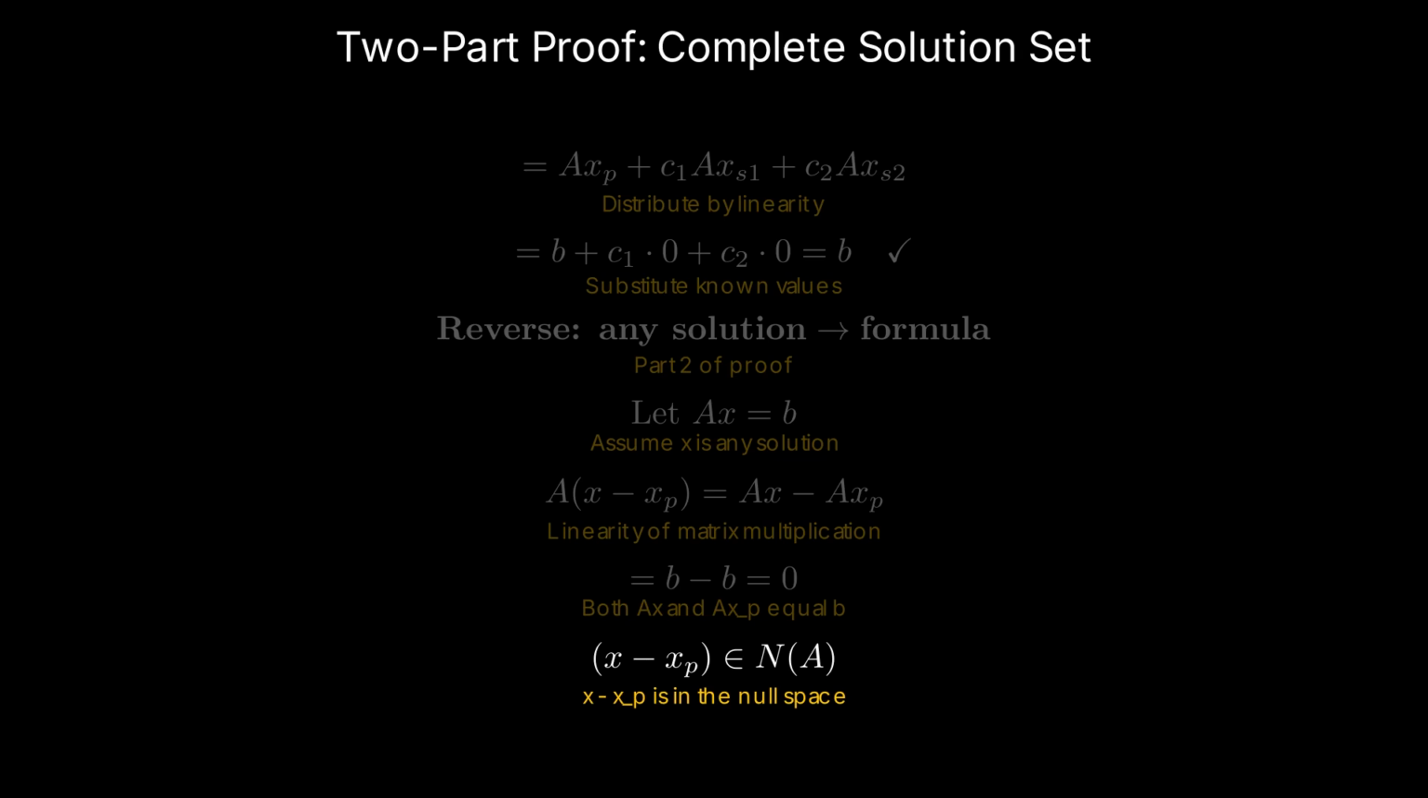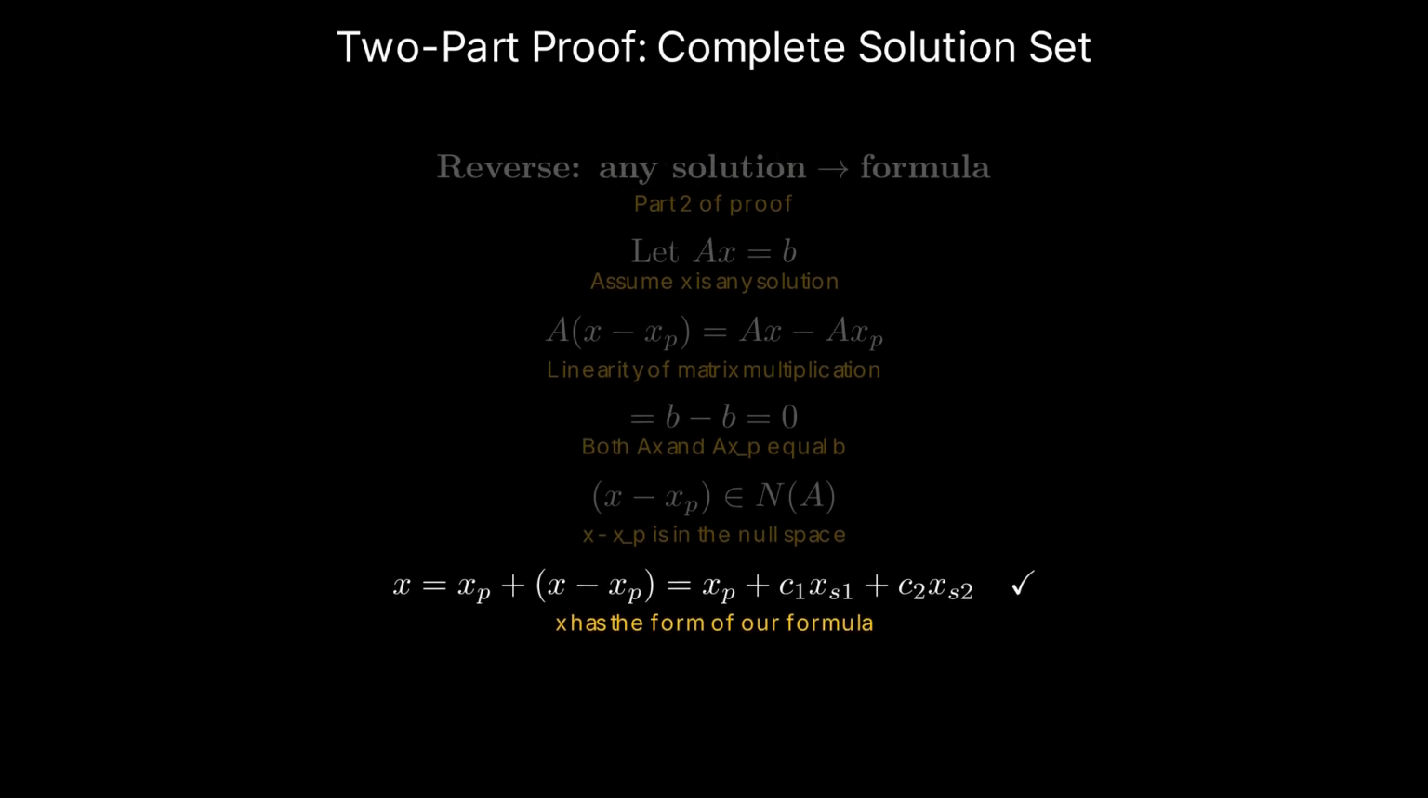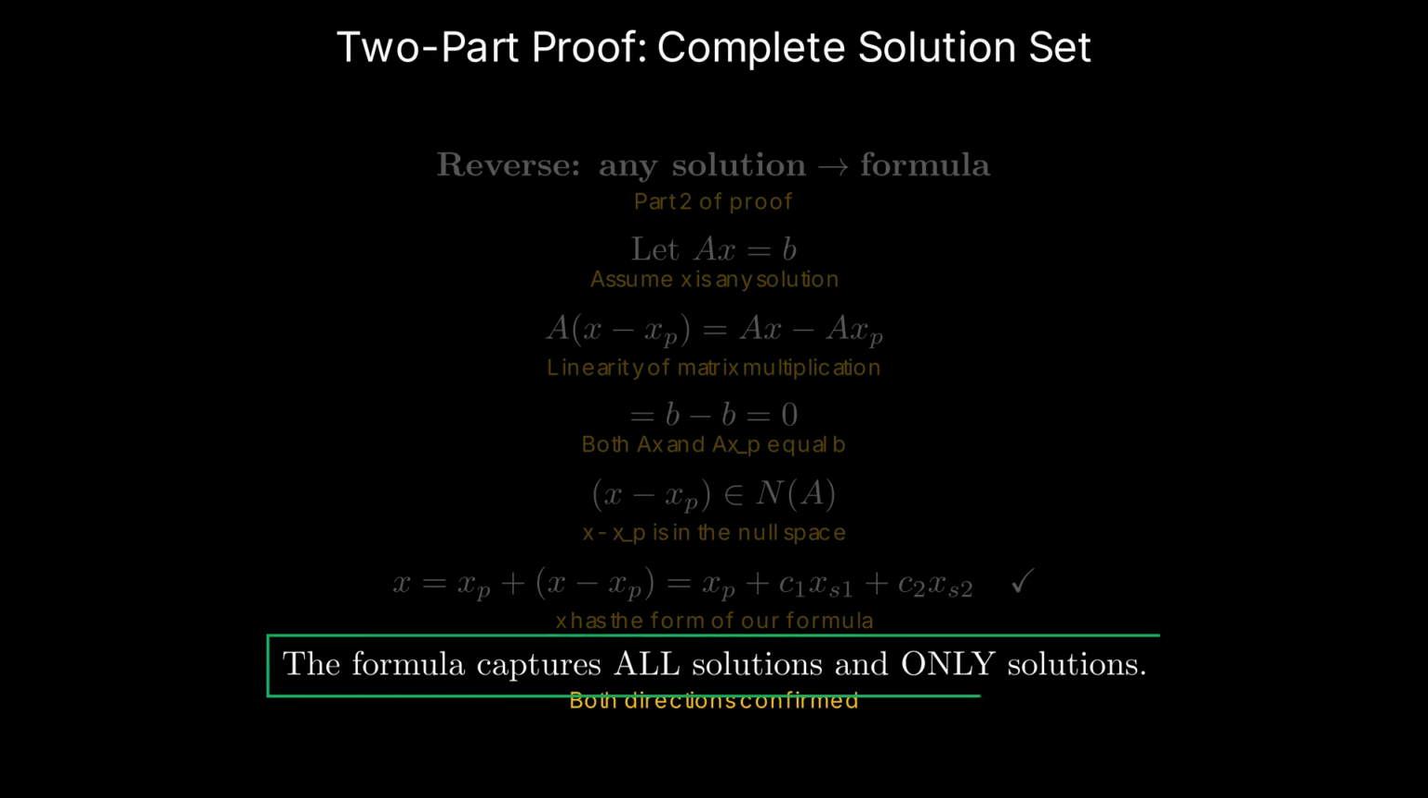Since the null space is spanned by xs1 and xs2, we can write x minus xp as c1 times xs1 plus c2 times xs2. Therefore, x equals xp plus a null space vector, which means x has the form given by our formula. Check. Both directions are confirmed. The formula generates exactly the complete solution set, all solutions and only solutions.